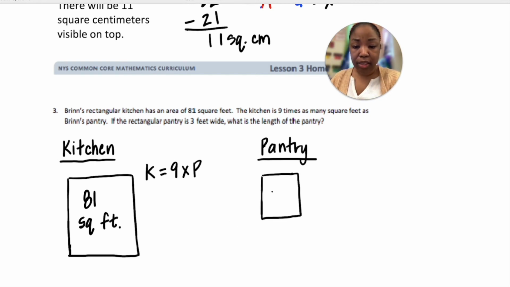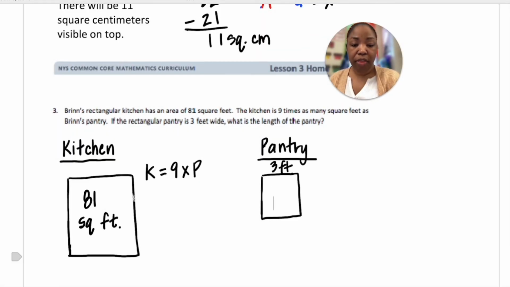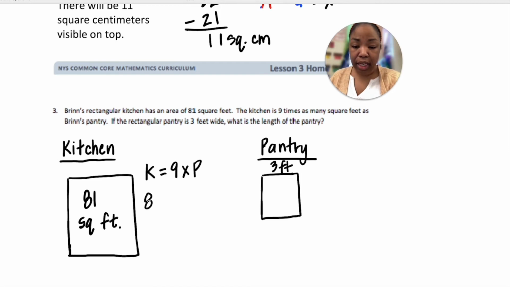They also tell us that the pantry is 3 feet wide. So I'm just going to put 3 feet here. Okay, so we know that the pantry is 3 feet wide. They don't tell us what the area is. We need to find what the length is. Now, let's take this formula that we do know about the kitchen. We know the kitchen's area, and I have this K for the kitchen area, is 81.